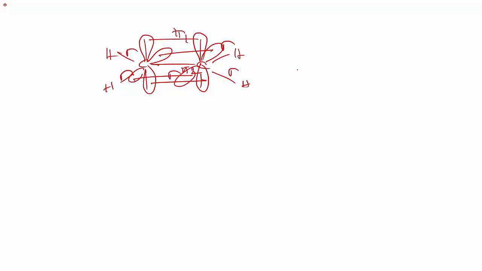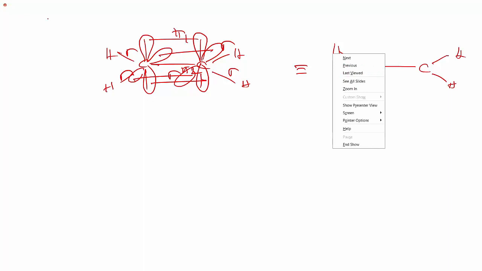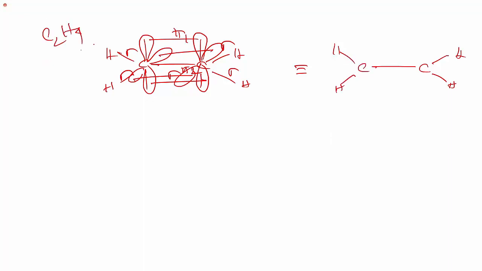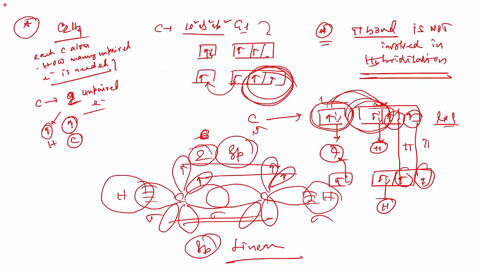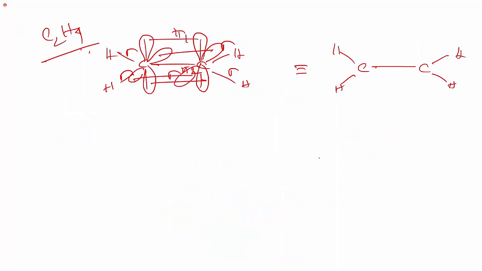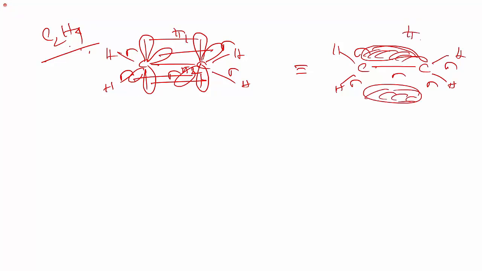Okay. If I draw the structure, it is like that. This is the case of C2H4. This is a sigma bond, this is sigma, this is sigma, this is sigma, this is sigma, and this is the pi cloud. So for the C2H4, the hybridization is sp2 hybridization.